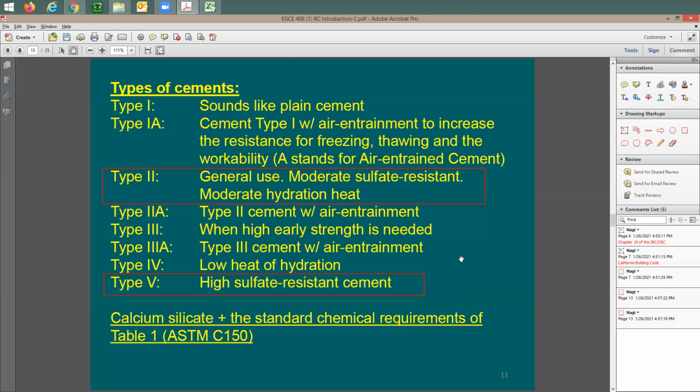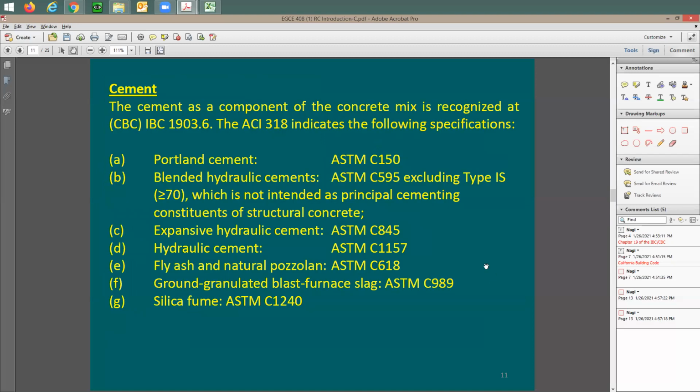The problem with cement is that it shrinks a lot. The amount of shrinkage that the cement is going to experience is high. This is the reason that from time to time, they add some fly ash. You see this fly ash?